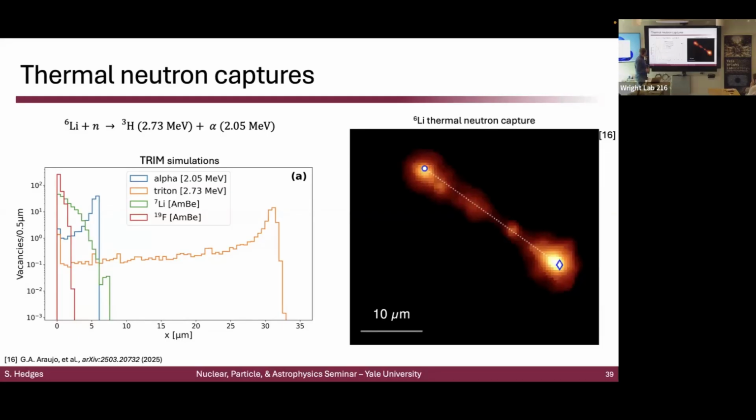The other thing that's worth pointing out here is that from the TRIM simulations, we expect to have a pretty low density of vacancies along the track itself. And the fact that we see some lines in between these two peaks means that we do really have sensitivity to only a few color centers.